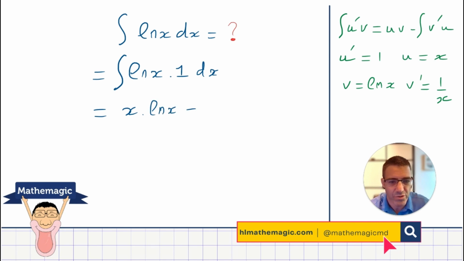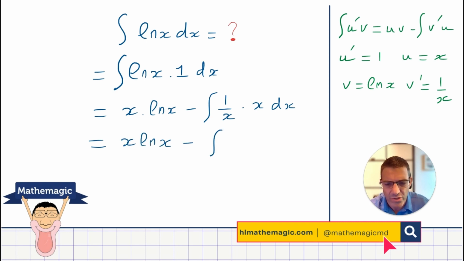minus the integral of v dashed u. So the integral of v dashed u is going to be the integral of 1 over x times u, which is x, and this is dx. So x ln x is going to be our remainder here, x ln x, that looks nice. And we have minus the integral of 1 here, because 1 over x times x cancels out, so 1 dx.